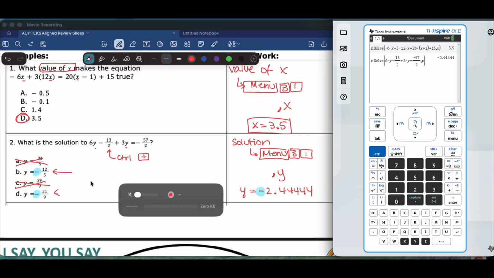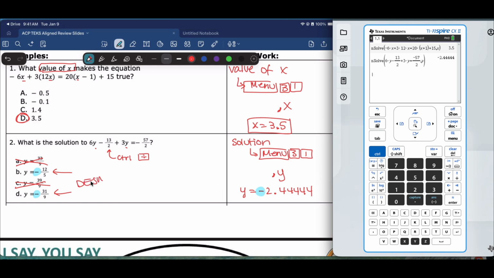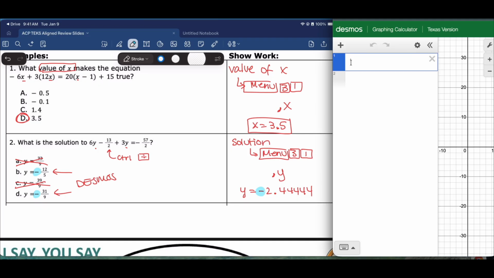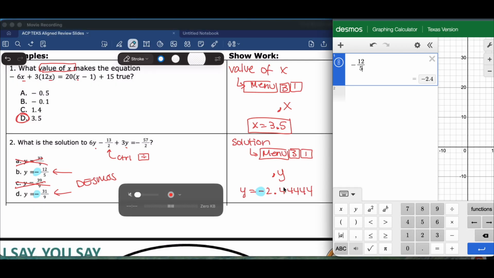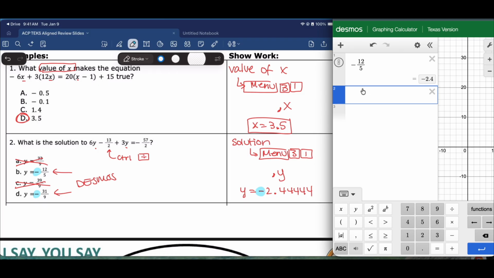So what I'm going to do is put these answers into Desmos to change them. So I'm going to go to Desmos right here. I'm going to do negative 12 divided by 5, and that gives me negative 2.4. That's close. Let's check D just to make sure. Negative 31 over 9. That gives me negative 3.4. So B would be my closest answer. So B would be my answer.